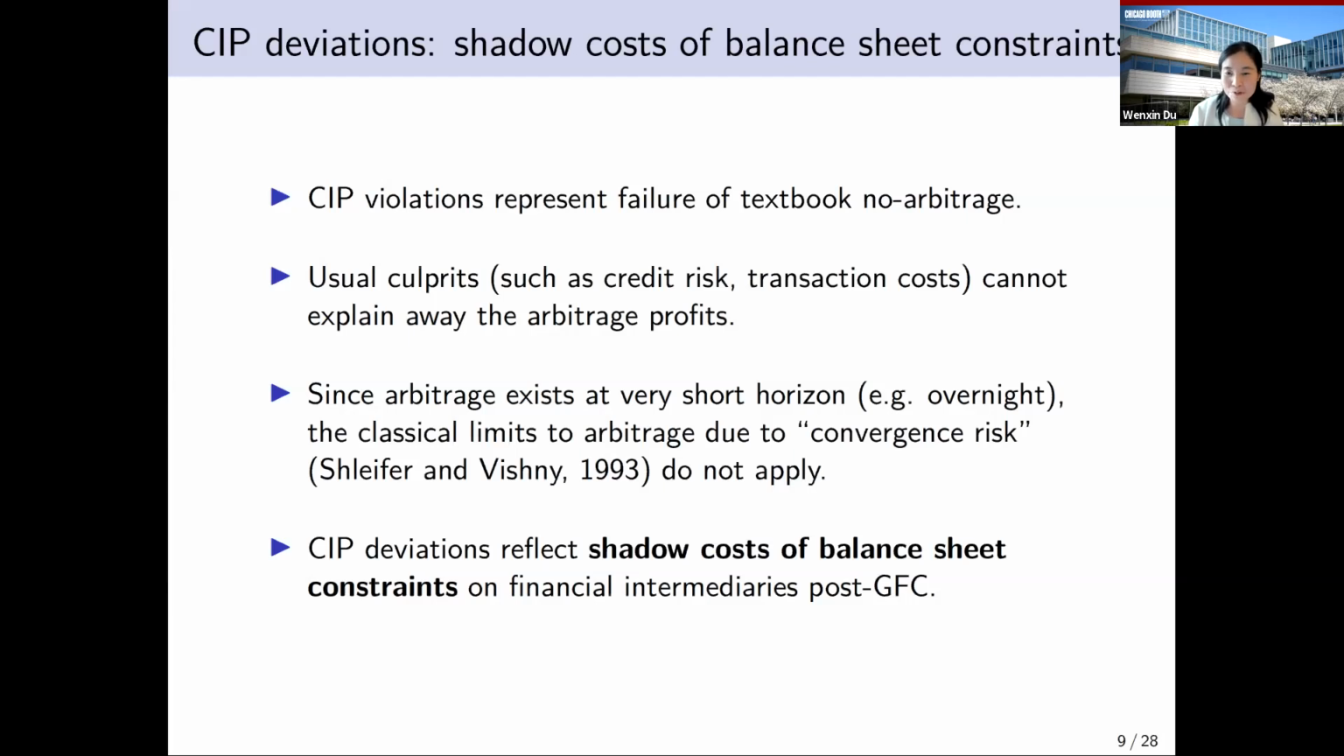The classical limits to arbitrage argument, like in Shleifer and Vishny in 93, is based on convergence risk, i.e., the hedge fund might go under before the anomaly corrects by itself. That type of argument does not apply, right? So this is a different type of limit to arbitrage that relies on constraints as opposed to risk. Okay, so that's an important distinction, and therefore we think CIP deviations are very important. It helps us understand the shadow costs on the balance sheet constraint of financial intermediaries post-crisis. It helps us to further advance this whole literature on intermediary asset pricing.